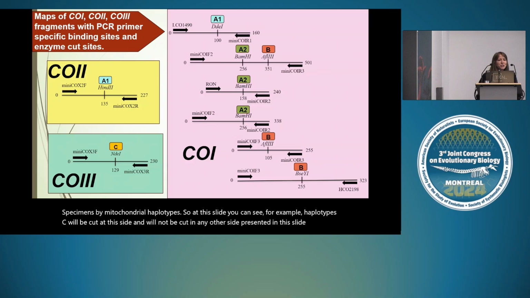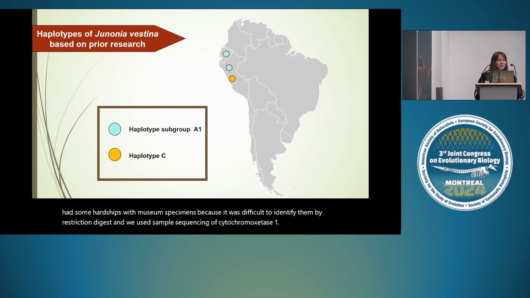Also, we had some hardships with museum specimens because it was difficult to identify them by restriction digest, so we used Sanger sequencing of cytochrome oxidase 1. Before this study, there were only two mitochondrial haplotype groups known, A1 and C, and haplotype C was mistakenly identified as haplotype A1 because it was based on short fragment sequencing. But obtaining the entire mitochondrial genome revealed that they are different.